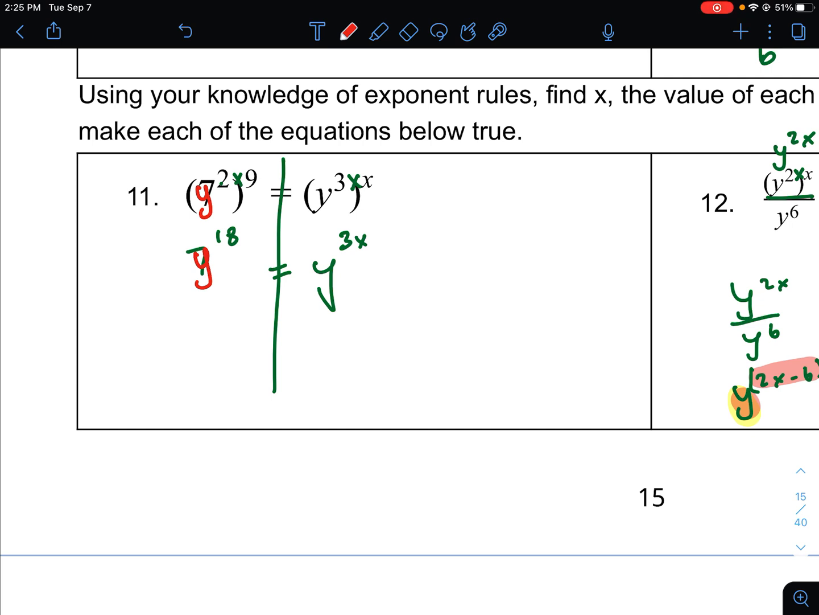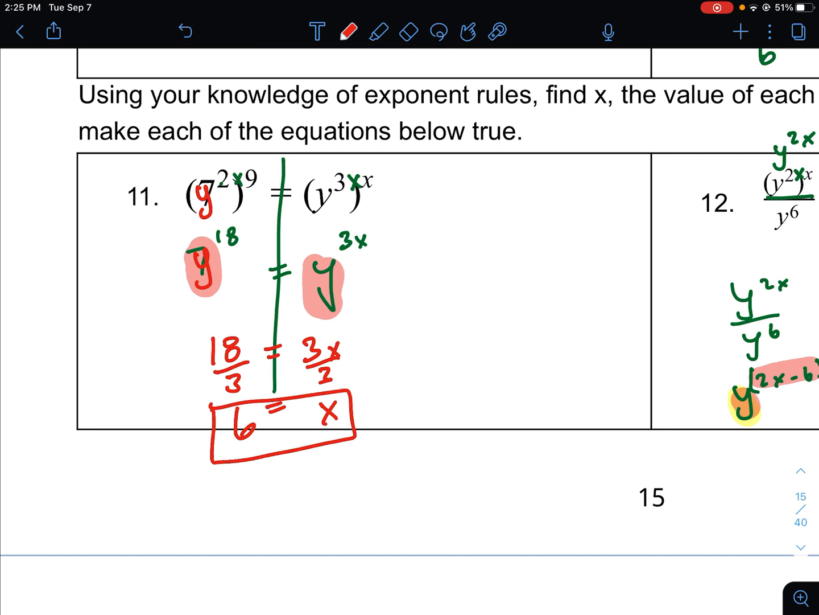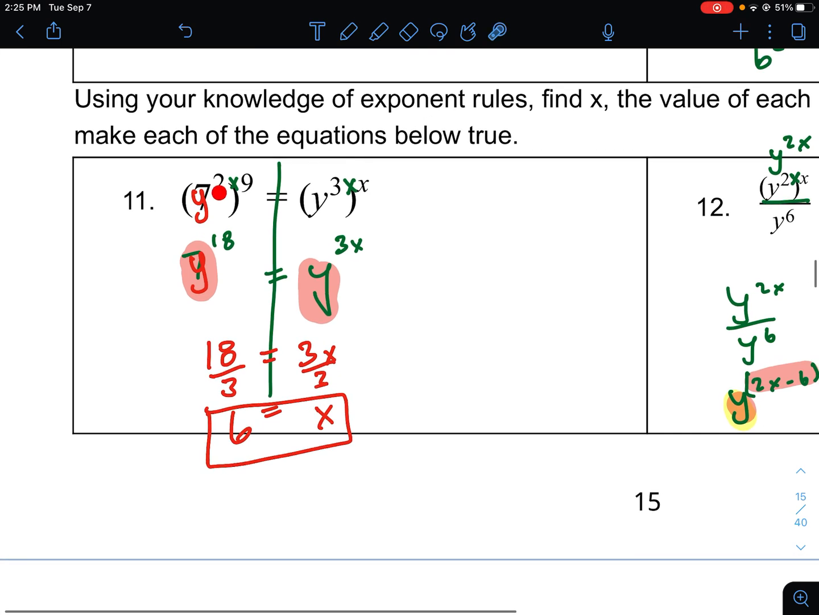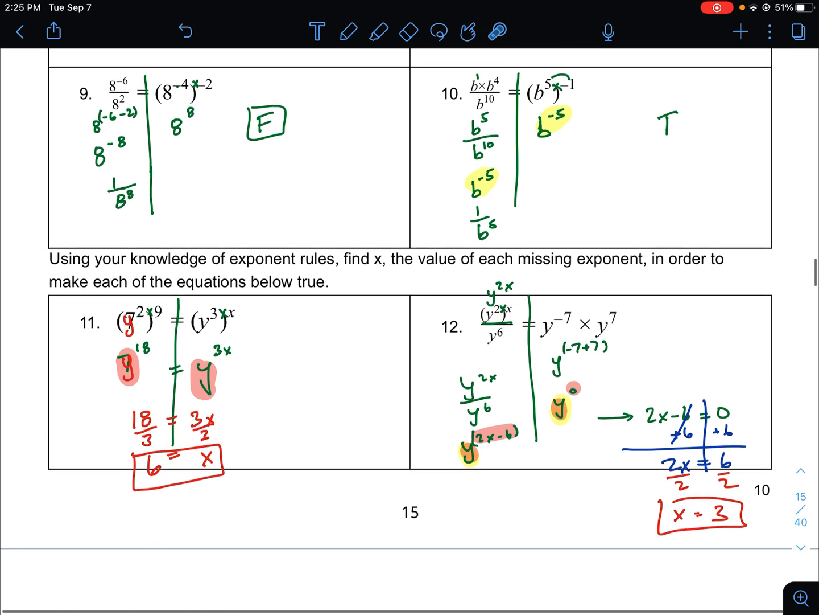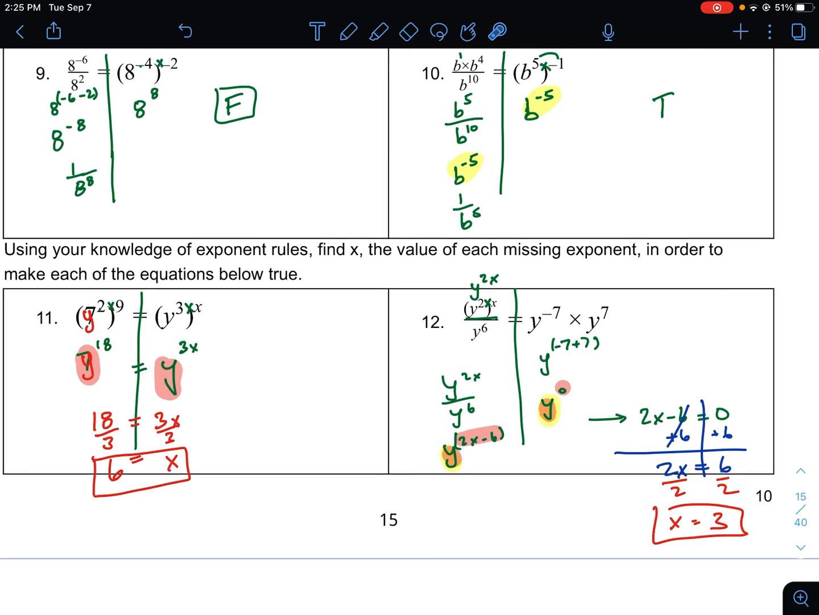So if we're going back to this, you notice how y to the 18th equals y to the 3x. Since both bases are the same, you can basically ignore it and then just write the powers. 18 equals 3x. Divide both sides by 3. You end up with x equals 6. So 2 times 9 is 18. 3 times what equals 18? It's 3 times 6. So that is how you do a power to a power. Sorry about the confusing number 11. I'm pretty sure that was a typo and that's what it's supposed to say. So go ahead and try some problems on your own.